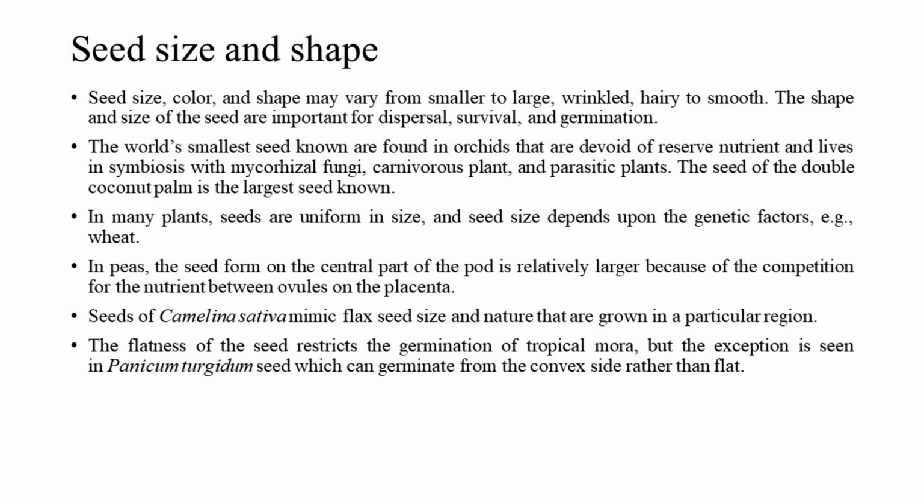In many plants, seeds are uniform in size, and seed size depends upon genetic factors, for example, wheat. In peas, the seed formed on the central part of the pod is relatively larger because of the competition for nutrients between ovules on the placenta. Seeds of Camelina sativa mimic flax seed size and nature that are grown in a particular region. The flatness of the seed restricts the germination of tropical mora, but the exception is seen in Panicum turgidum seed, which can germinate from the convex side rather than flat.